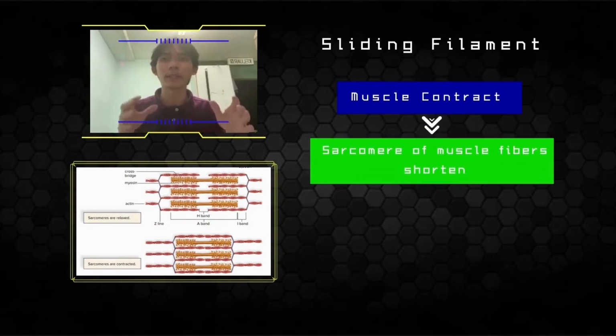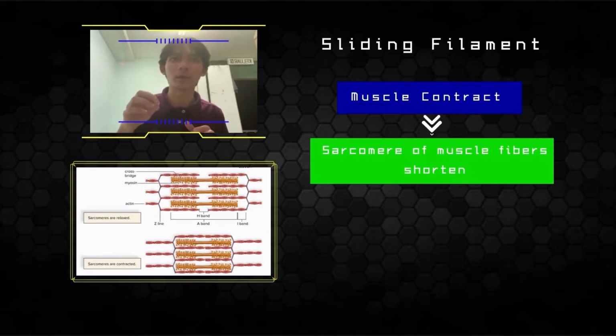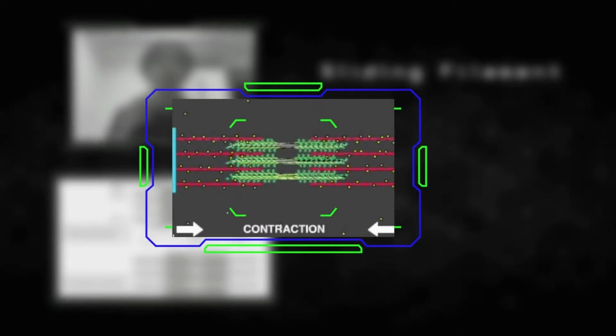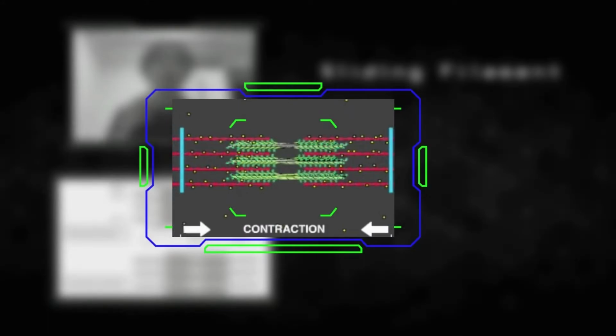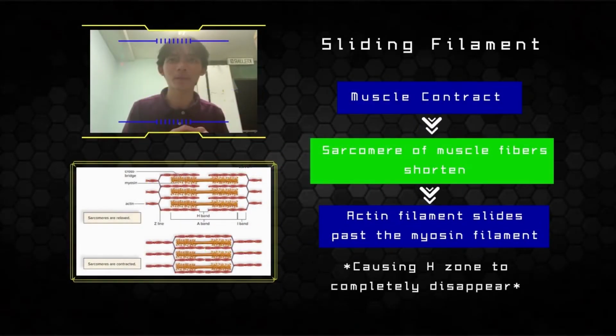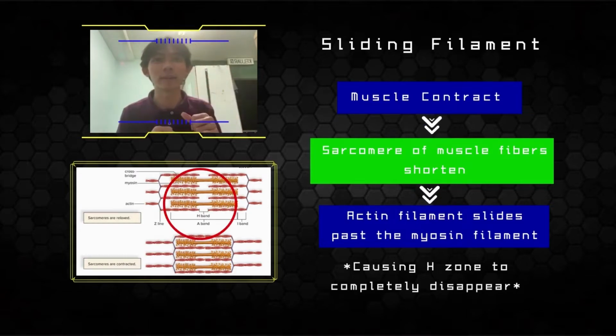Lastly, for the sliding filament structure, when the muscle contracts, the sarcomere of the muscle fibers appears shortened. When the sarcomere shortens, the actin filaments slide past the myosin filaments, which causes the H zone, as you can see in the diagram, to completely disappear.